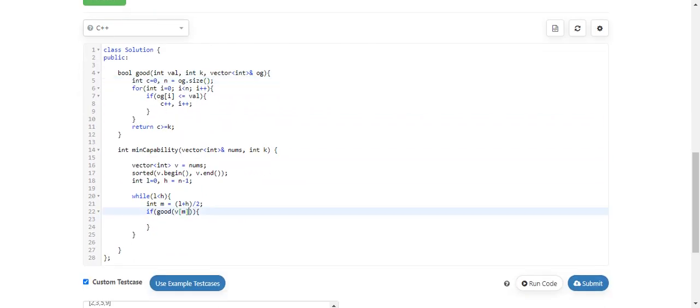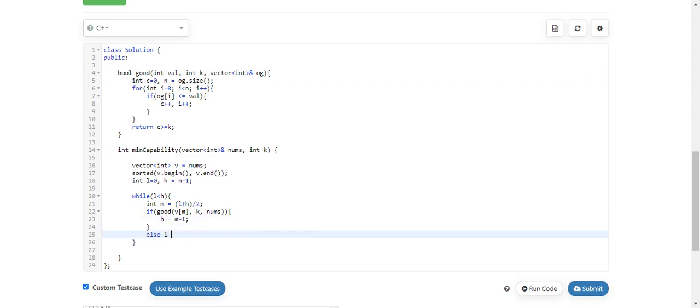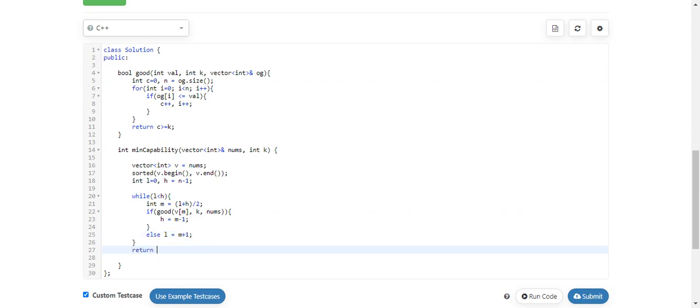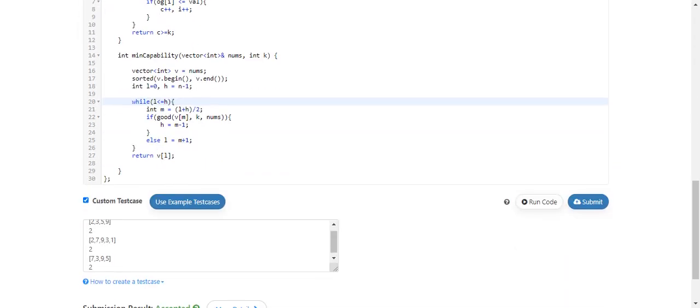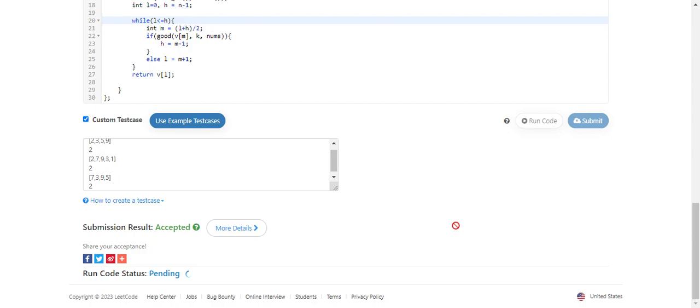And now over here you are passing k, and you're passing og, which is your nums array, and anything else. So if it is good, you'll try for the lesser one, so h is equal to m minus 1, otherwise l is equal to m plus 1. And then you will need to return, basically you are trying on this v, so you'll return v of l. And there's a thing that you have to do, lesser than or equal to. Let's do it, and let's try to run this code on 3 cases.